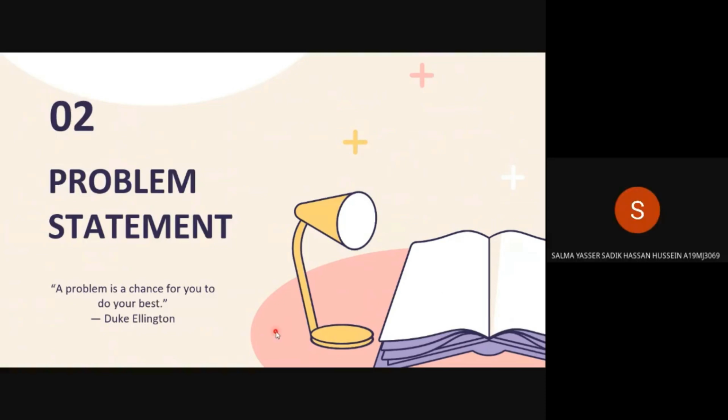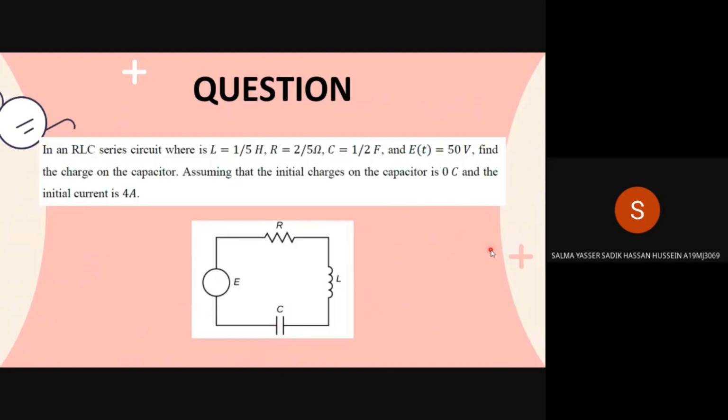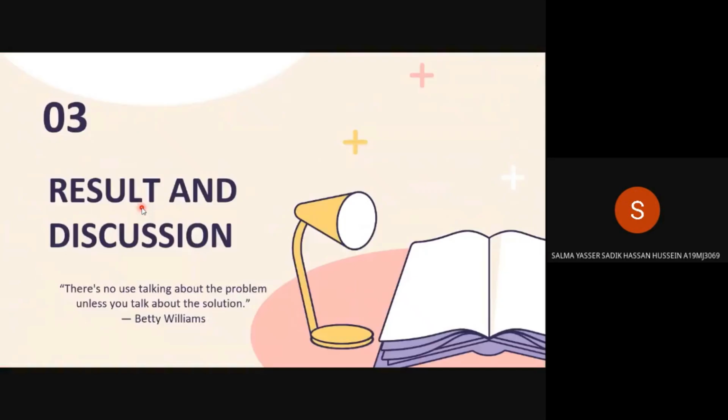I'll present about the problem statement. Our problem statement is an RLC series circuit, which is a simple electric circuit that consists of a resistance of 2/5 ohm, an inductance of 1/5 Henry, a capacitance of 1/2, and an electromotive force given as 50 volt. In our problem, we need to find the charge on the capacitor by assuming two initial conditions: the initial charge on the capacitor is 0 and the initial current is 4 ampere, as shown in the figure.